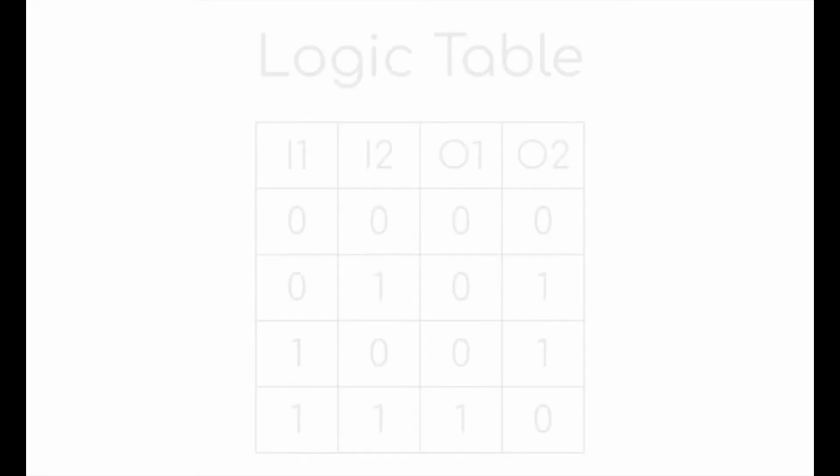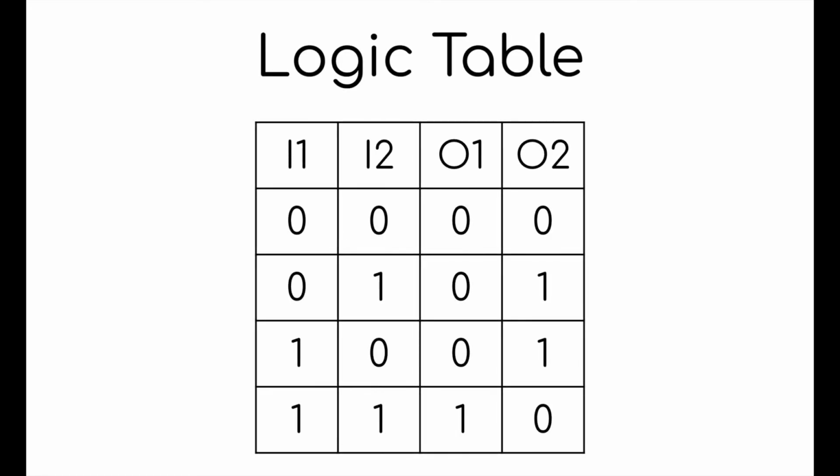Now we also need to know about something called a logic table. A logic table has some inputs and some outputs. In this case I have 2 inputs and 2 outputs. A logic gate will have either 1 or 2 inputs and only 1 output. This is not actually a logic gate, but 2 logic gates chained together.